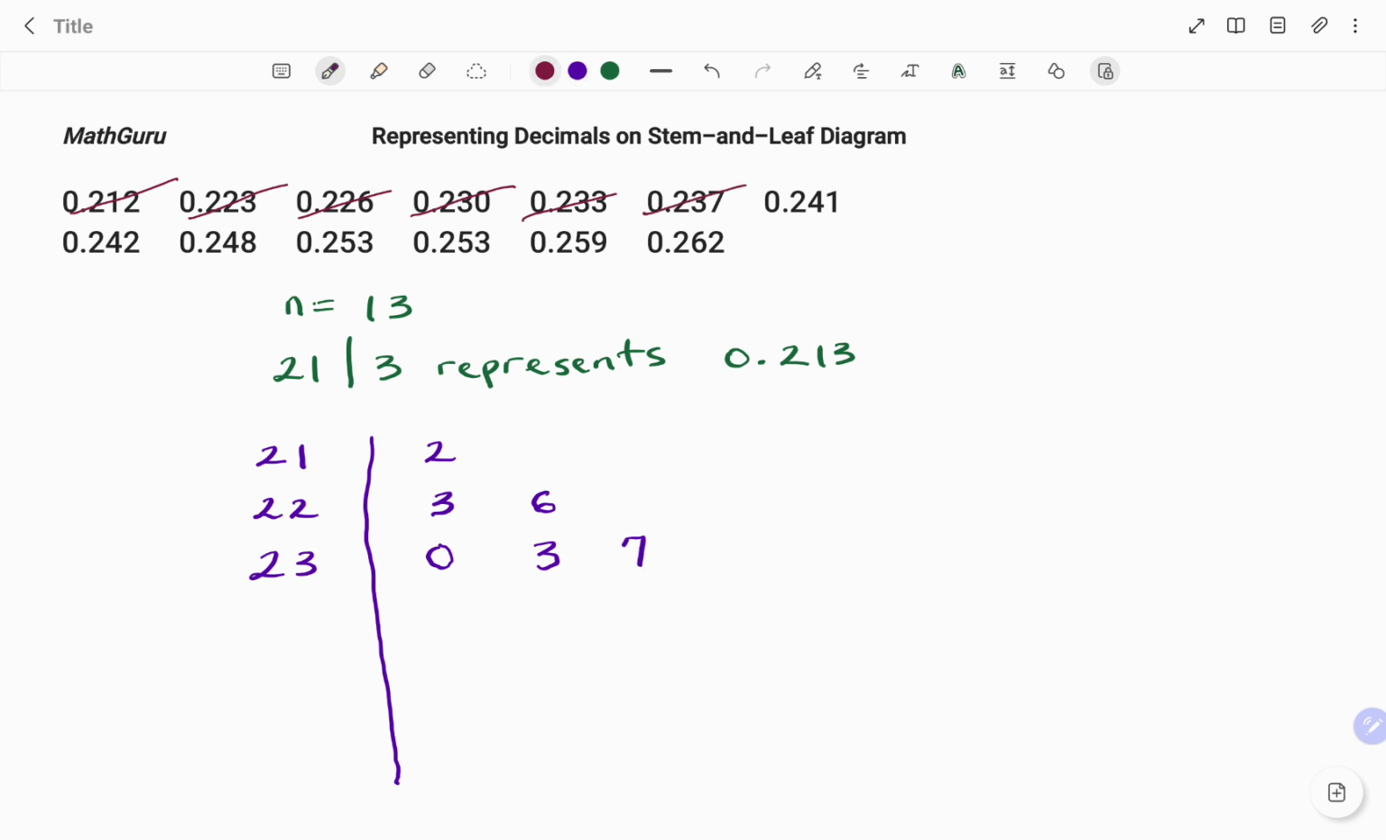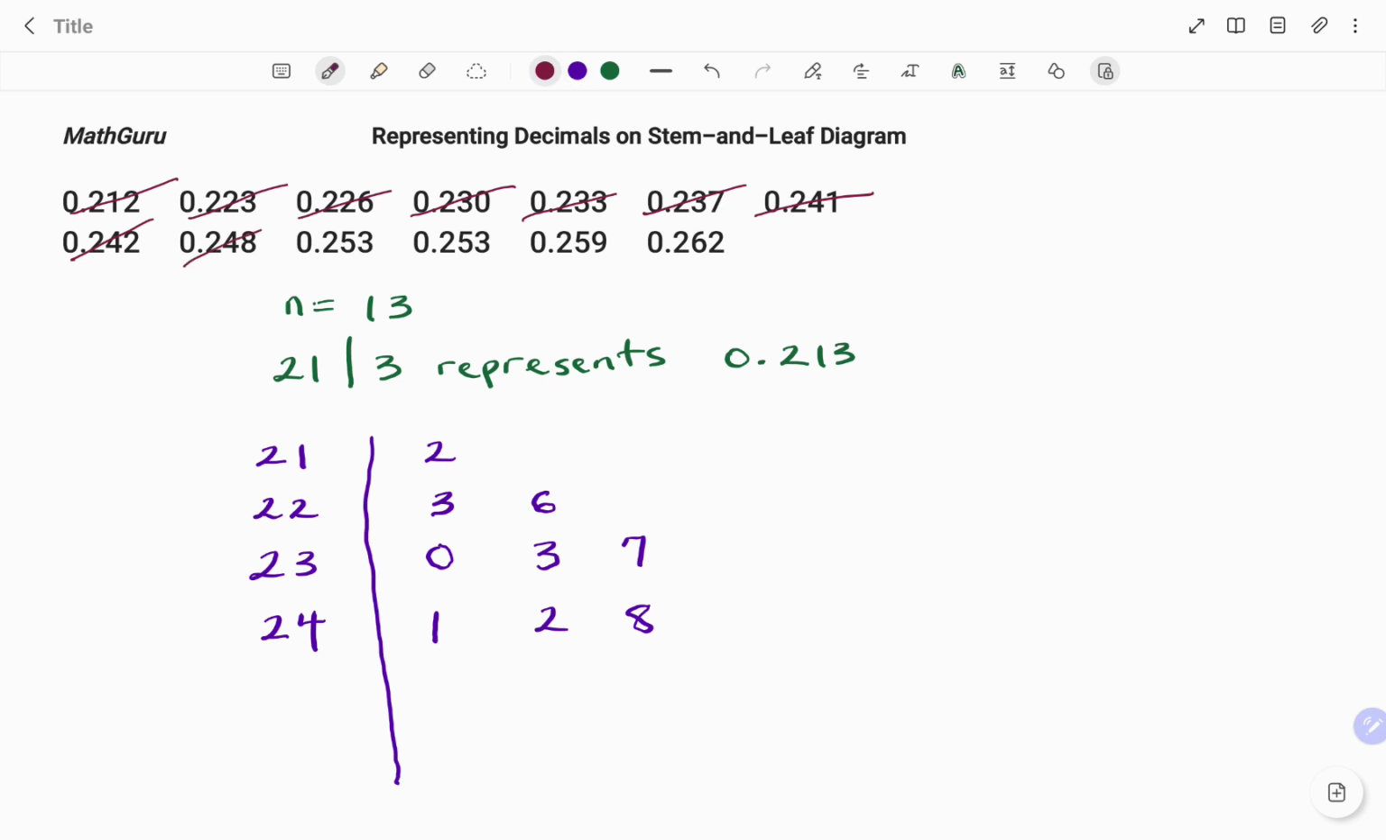I go to the next one. The value has changed. The first 2 digits after the decimal is 24. So I move to the next line. I have my 24. And then my leaf, that's the last digit, which is 1. I'm going to write my 1 carefully under the first value. I take that out. I'm still on 24. So I have 0.242. I've written my 24. The leaf will be 2. Then I take that out. For the next one, I'm still on 24. And the leaf will be 8. So I have 8 under my 7. I'm going to take that out.